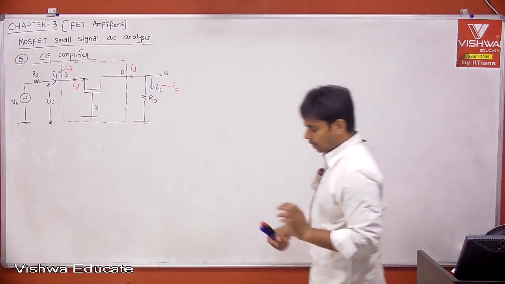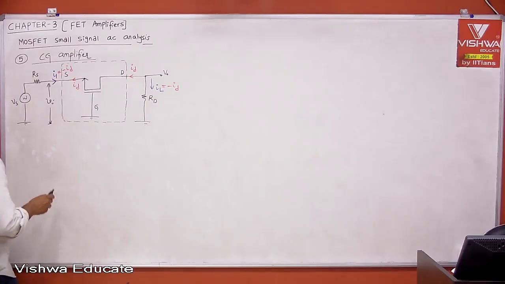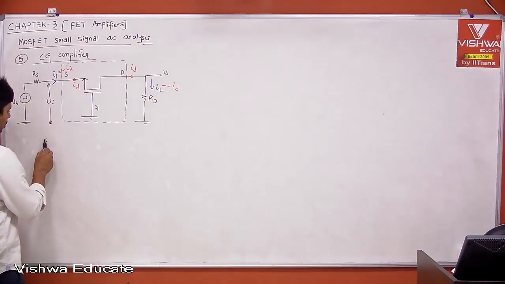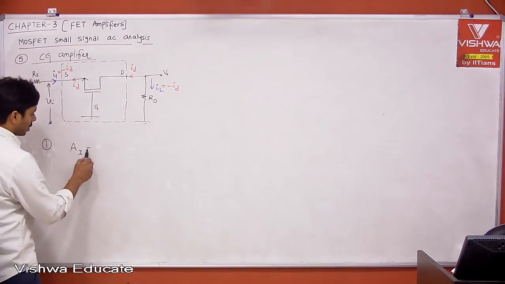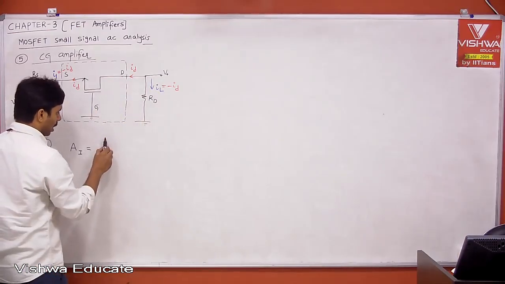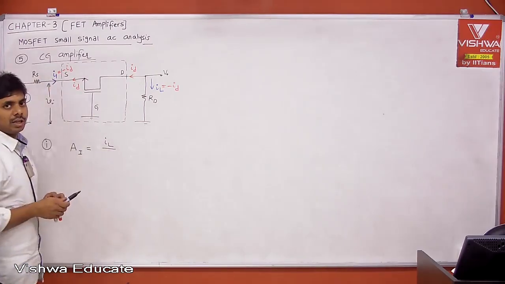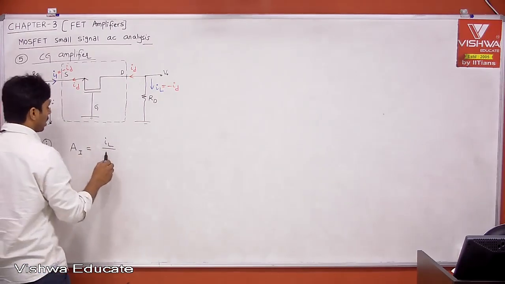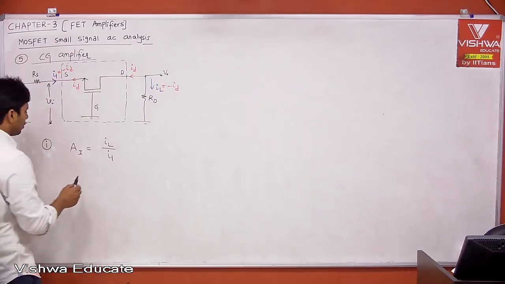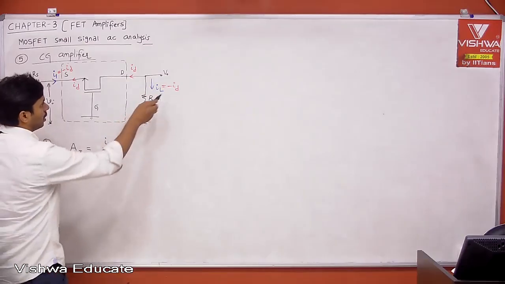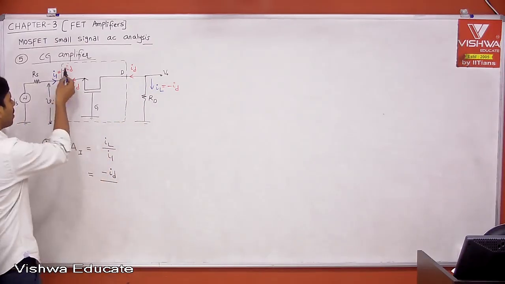Okay, now listen, don't write anything. The first AC parameter, current gain. What is the current gain definition? The current entering into the load, that is IL, and the current entering into the input of the amplifier, that is I1. This is with respect to the current gain definition. Then let's see the real current flows. What is IL? Minus ID. What is I1? Minus ID.